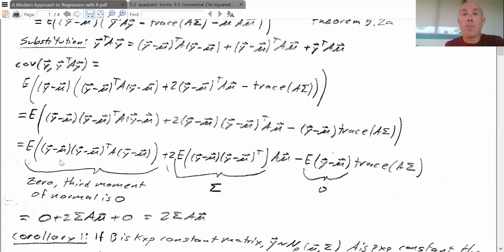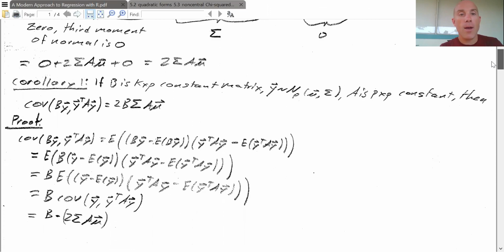And here's something that you may not have seen yet so far: this corresponds to the third moment. The third moment for a normal distribution is equal to 0. Therefore, we know that this expected value is 0. So that cancels out, the trace cancels out, and we're just left with the sigma here. So I get 2 sigma A mu. Boom, we get the result.